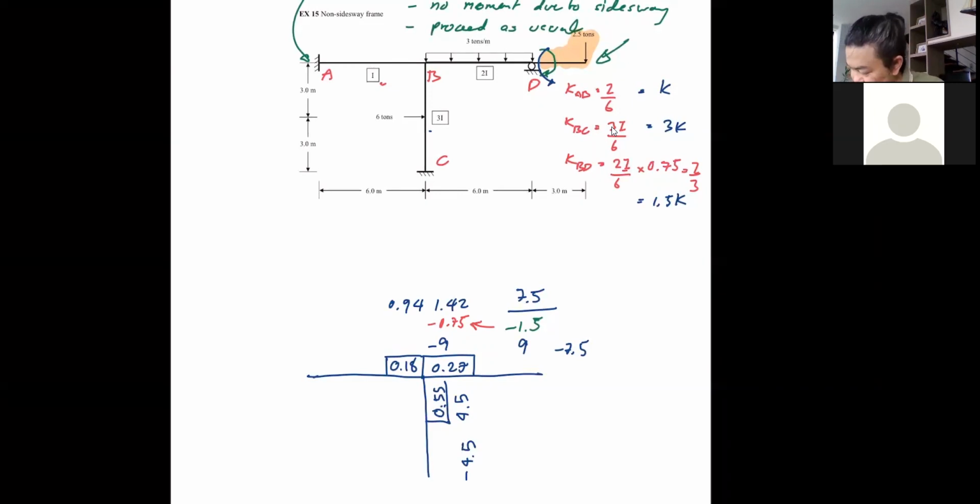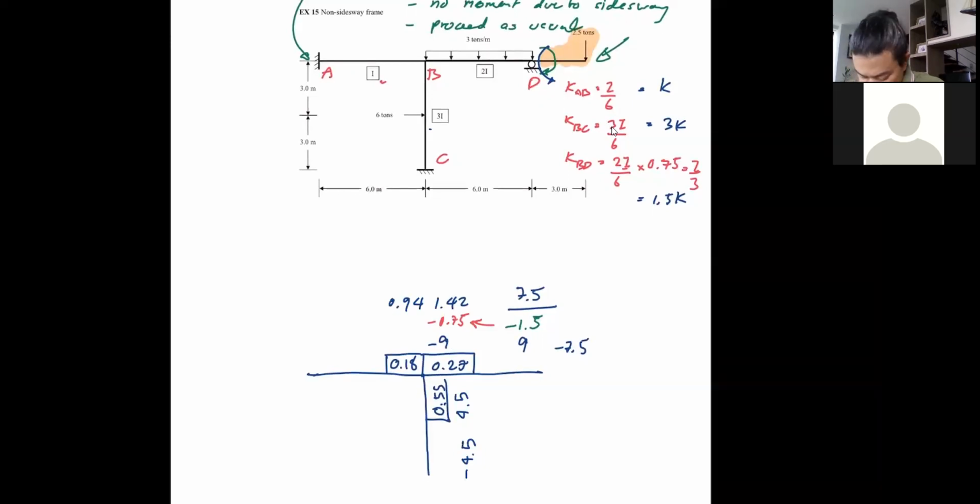So here we have another, oh, I'm sorry, it's not minus 9.75. The total is this one. My apologies. Correct, that's the total moment. So it is about minus 5.25, I suppose. Yeah, so multiply with 0.55, so we have another 2.89.